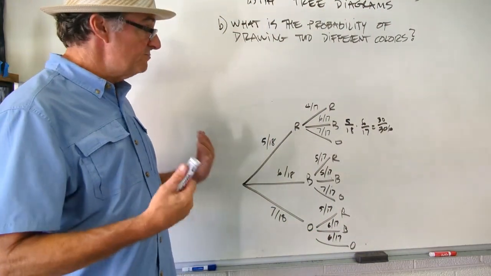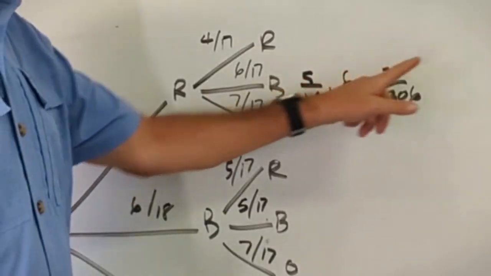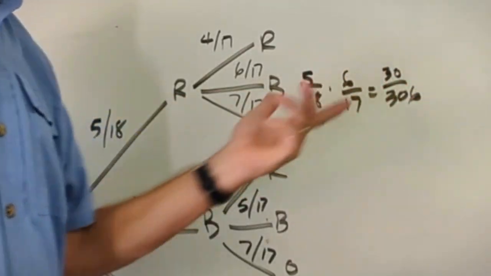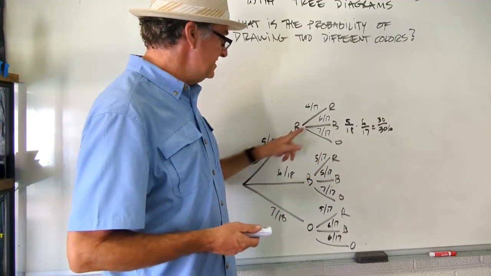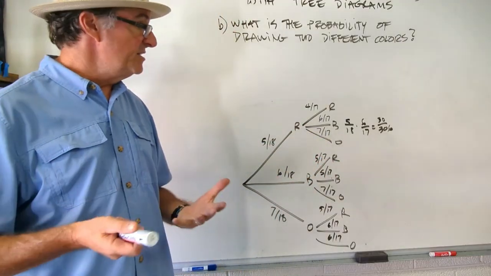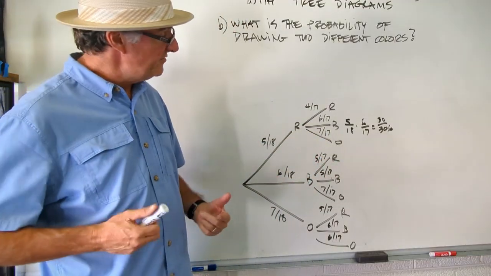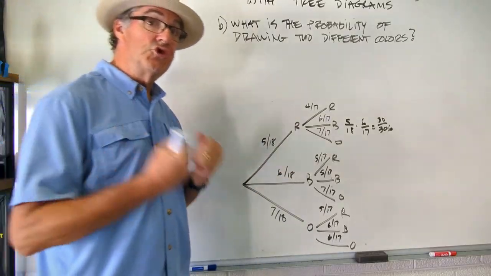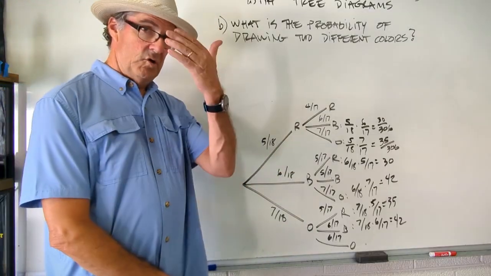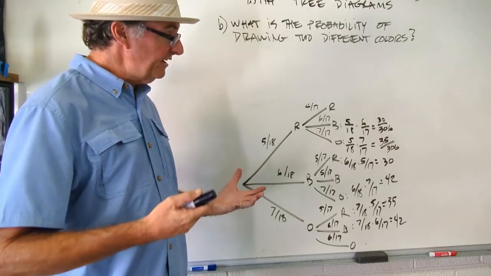All right, so we just multiply the fractions across. Tops times tops, 30. 18 times 17 gives you 306. In fact, the bottoms of all of these fractions are going to be 18 times 17, so that's going to be the same. So why don't you go ahead and pause the video and calculate the probabilities for each branch that gives you 2 different colors. Whew, that's a lot of calculating there.